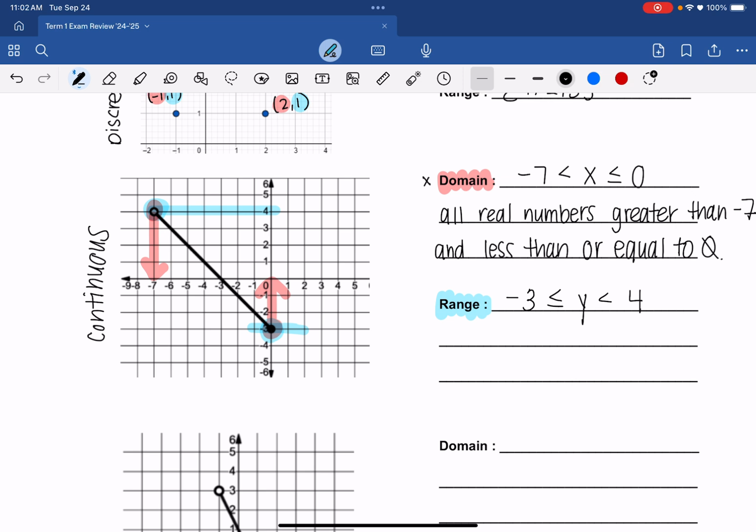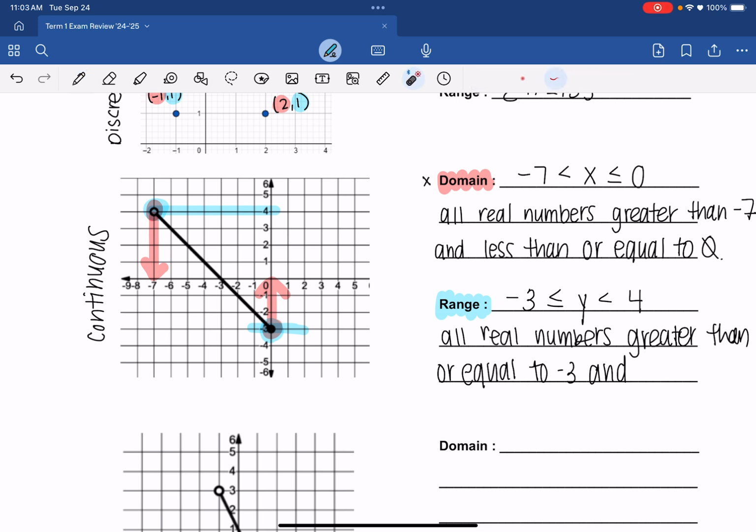So again, when I write this, I always start off with all real numbers. But now I need to write it in the perspective of y. So all real numbers greater than or equal to, because this inequality is opening to our y, -3, and less than 4. Because that's a less than sign in perspective of the y.